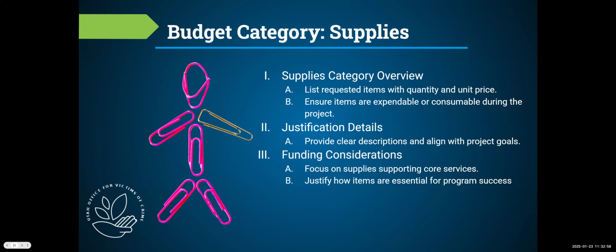On the funding side, remember that we're looking for items that directly support your core services. Supplies that help deliver victim services more effectively. Think about how each item aligns with your program plan. For example, if you're requesting art supplies for a therapy group, explain that those materials will help clients in their recovery journey. Justifications like these are essential to demonstrate how your supply needs contribute to the program's success. By following these steps and being as clear as possible in your request, you'll strengthen your application and ensure it aligns with funding considerations.